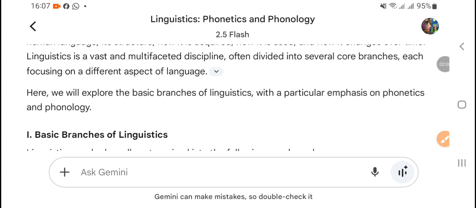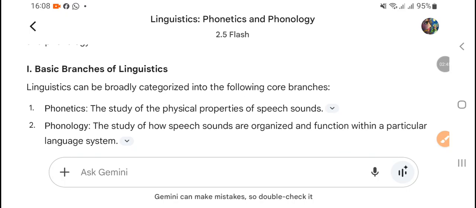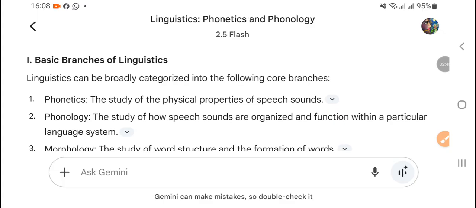Linguistics is a vast and multifaceted discipline. It's a very big topic actually, often divided into several core branches, each focusing on a different aspect of language. So there are a number of different aspects of language, and here we will explore the basic branches of linguistics with a particular emphasis on phonetics and phonology. So, as we have taken two topics, phonetics and phonology, which we are going to discuss in this slide. First, we have to see what the basic branches of linguistics are.